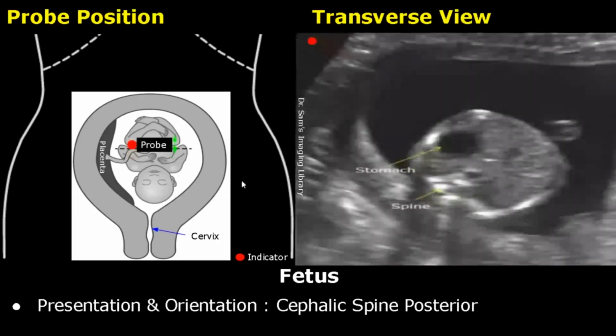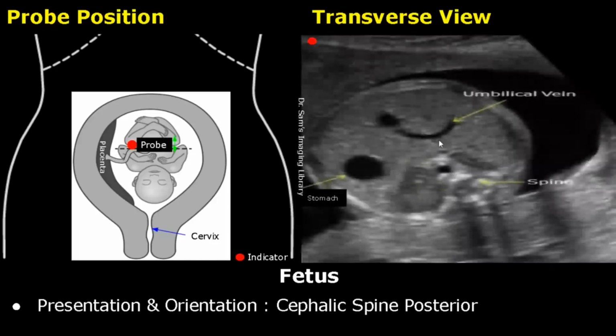With small movements towards the umbilicus, you will be able to see the stomach on the left side of the fetus. This is the spine right here. Part of the umbilical cord is also seen. When you locate the umbilical vein like this, along with the stomach, you can measure the abdominal circumference.